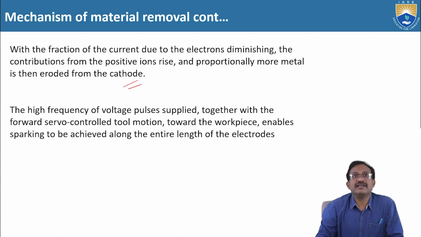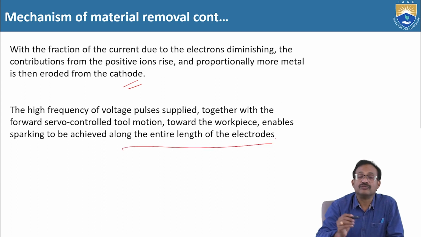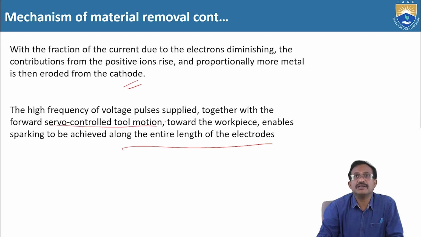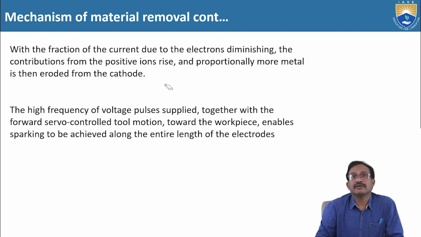The high frequency of voltage pulses supplied, together with the forward servo control tool motion toward the workpiece, enables sparking to be achieved along the entire length of the electrodes. So here servo control tool motion is the mechanism behind the feeding of the cathode or tool towards the workpiece.